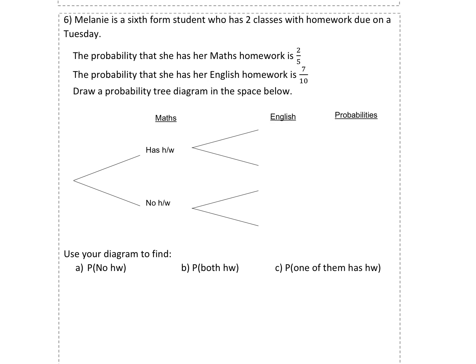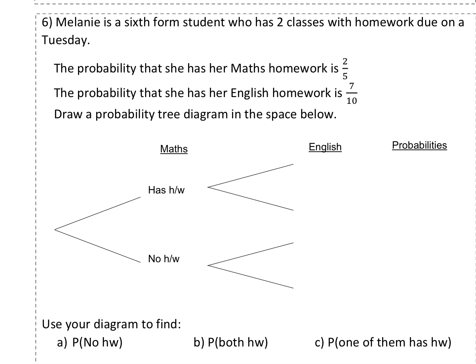Melanie is a sixth form student who has 2 classes with homework due on a Tuesday. The probability that she has her maths homework is 2/5. The probability that she has her English homework is 7/10. Draw a probability tree diagram in the space below.